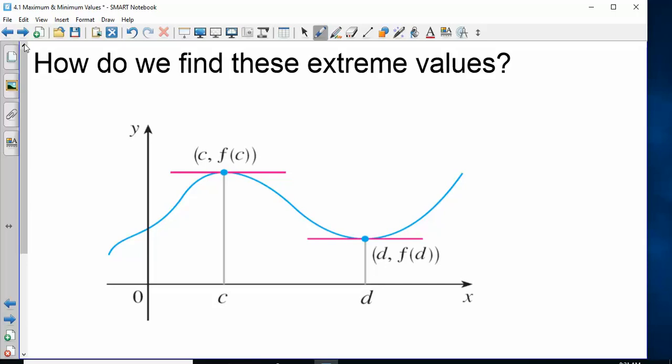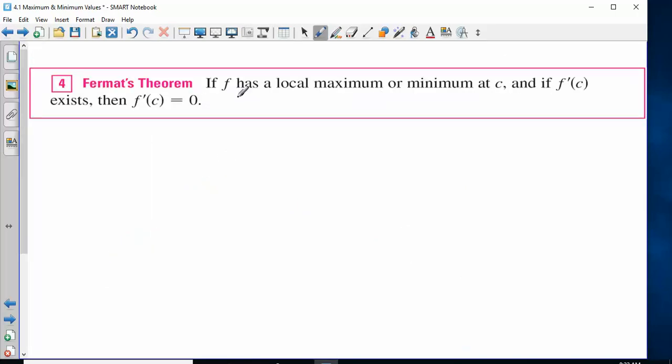I drew in the tangent lines. What kind of tangent lines are those? Horizontal. What's the slope of those? How do you get the slope of a tangent line? So really all we're doing is when the derivative equals 0, which is what we have done over and over again before. So that is, from Fermat's theorem, it just tells us if you have a local max or min, then the derivative is 0.